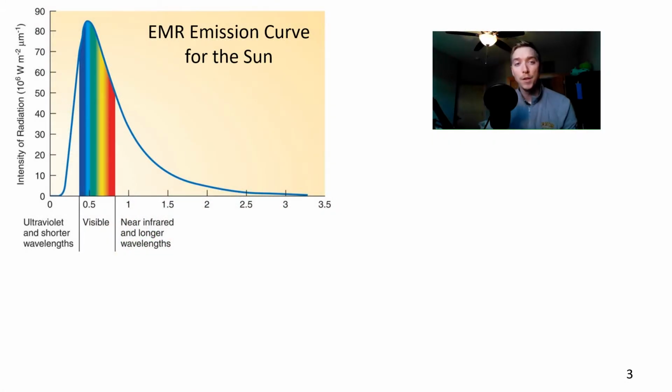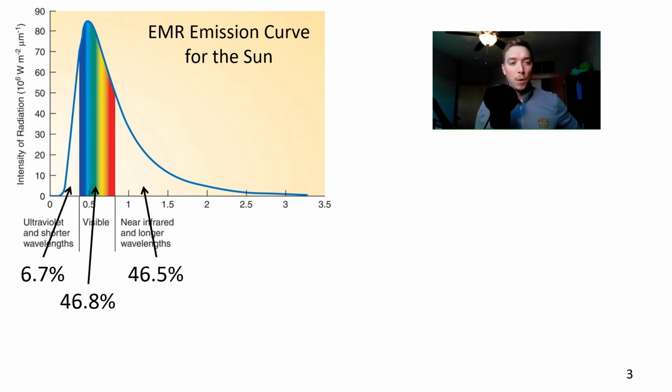So here is the electromagnetic radiation emissions curve for the sun. We see three different designators here that we've called out: ultraviolet and shorter wavelengths, the visible light spectrum, and near infrared and longer wavelengths. So here we can see that about 6.7% of the electromagnetic radiation from the sun is the ultraviolet and shorter lengths. Well, 46.8% is from the visible light spectrum, and 46.5% comes from the near infrared and longer wavelengths.